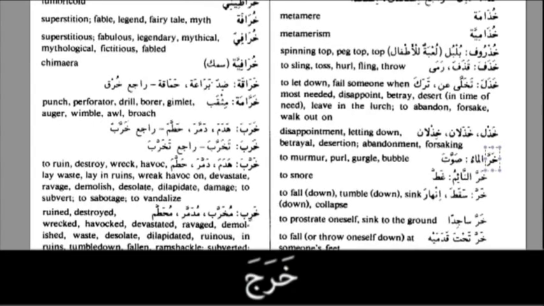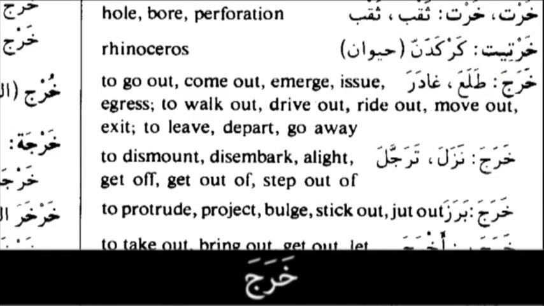Finally, we need to locate the letter jim. And as you can see, we have found the verb kharaja. Now it's important to know that when you locate verbs in this dictionary, you will find that they translate the verb in English with the word to and the verb in the present. For example, kharaja has been translated as to go out, or to exit, or to leave.